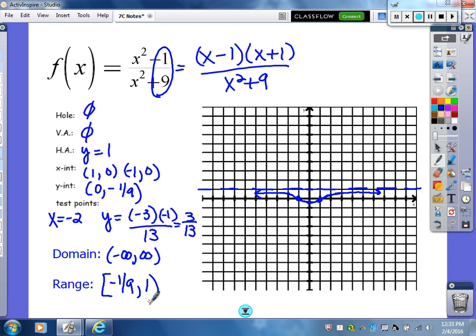Okay, so that's, like I said, some examples of rational functions, graphing rational functions. And please, if you have any questions, write them down now so you remember to ask in class.